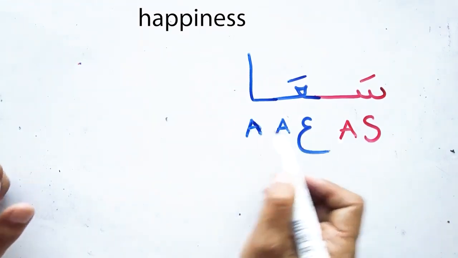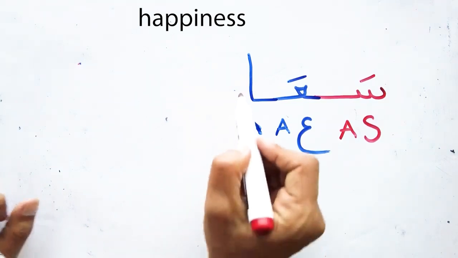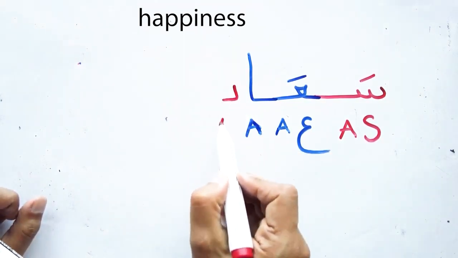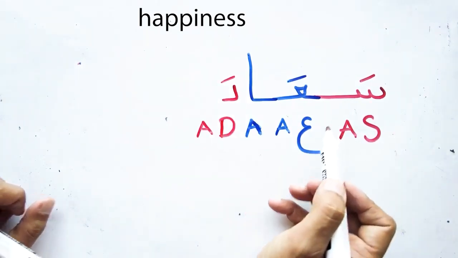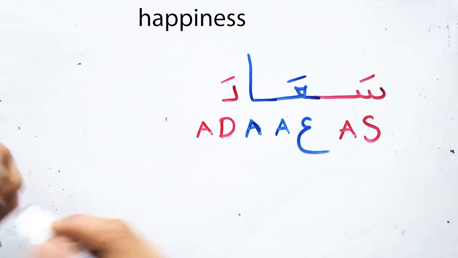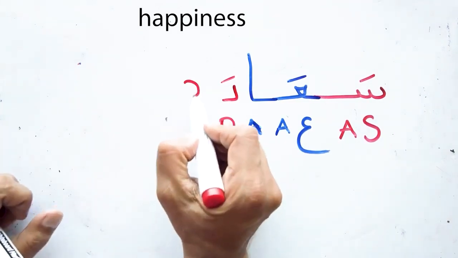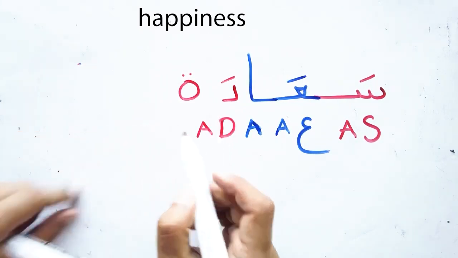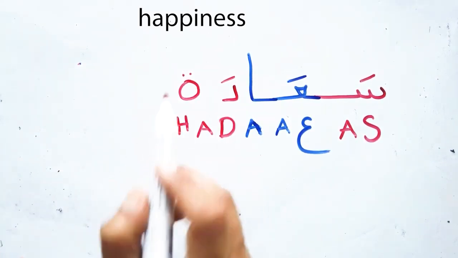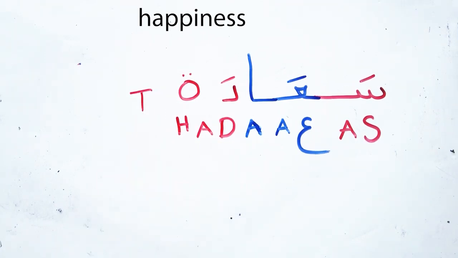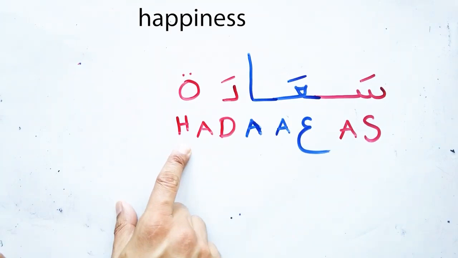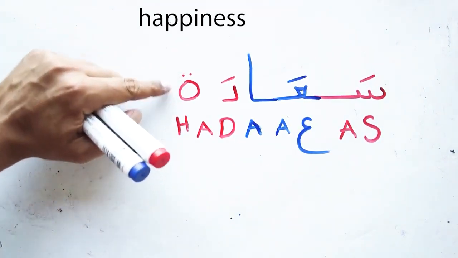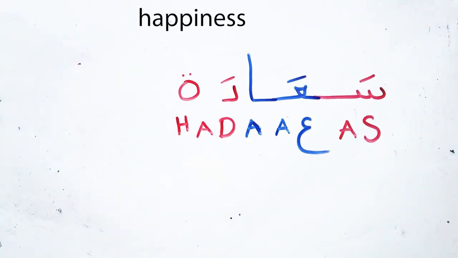Sa'a, the sound of D and da. This mark sounds like A again. So sa'ad, sa'ada. I have here in the end ta marbuta. It sounds in this position like H. Sometimes it sounds like T, but it is not our case now. Now it sounds like H, because it doesn't have any marks. Sa'ada.